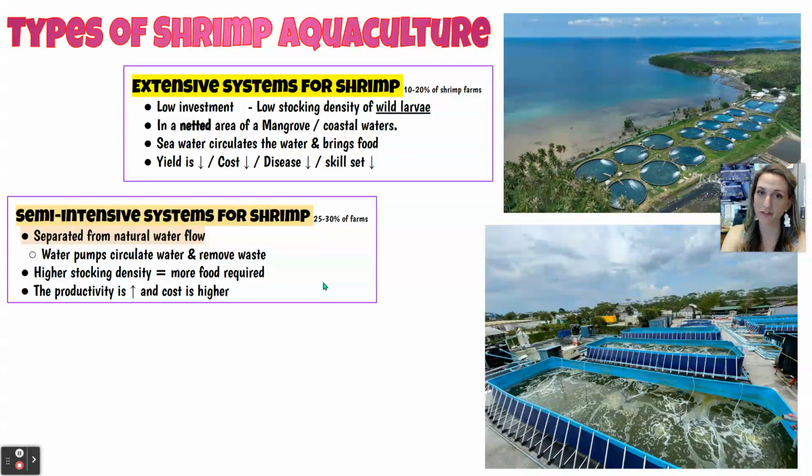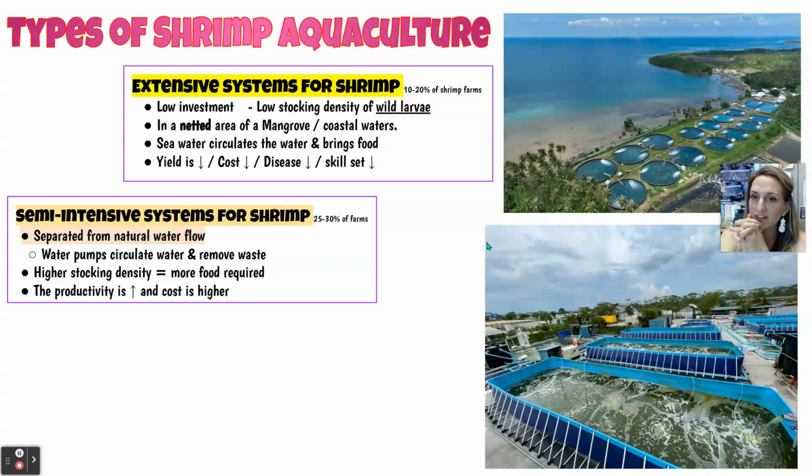Semi-intensive is 25 to 30% of farms. And I want to go back to extensive. It's good that it's only like 10 to 20% because this, if you remember from AS level, they may ask this again on paper 3 for conservation: why so many mangroves might be destroyed or ways you can start to rehab it. One of them is from shrimp farms.